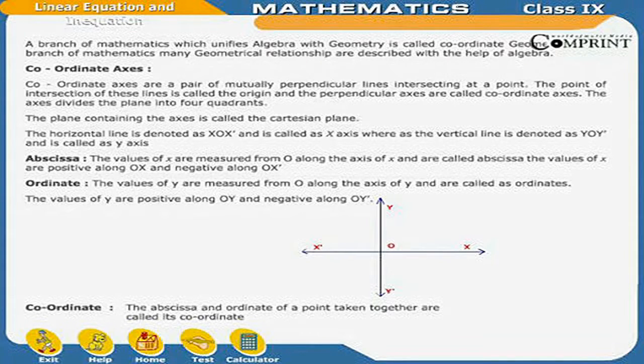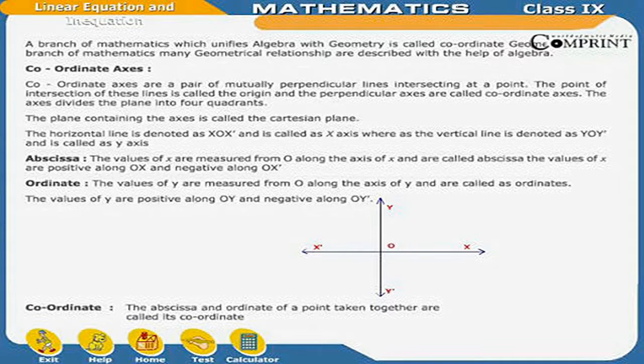The axes divide the plane into 4 quadrants. The plane containing the axes is called the Cartesian plane. The horizontal line is denoted as X'OX and is called the x-axis, whereas the vertical line is denoted as Y'OY and is called the y-axis.